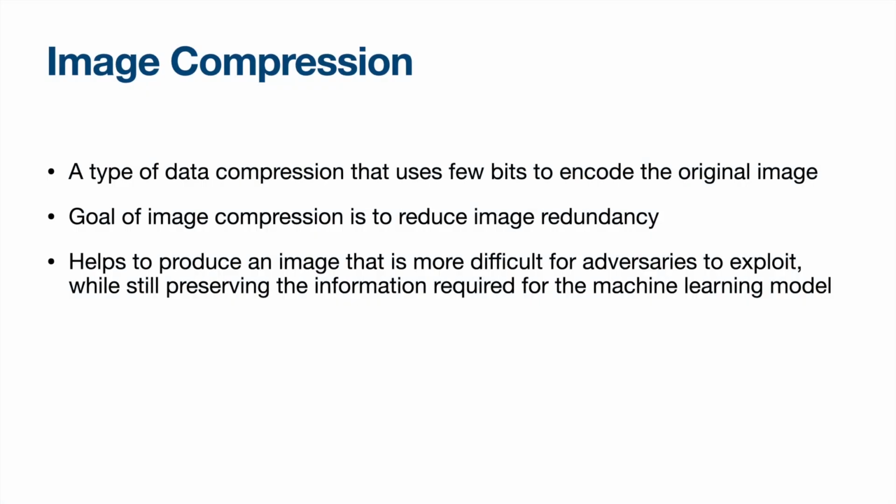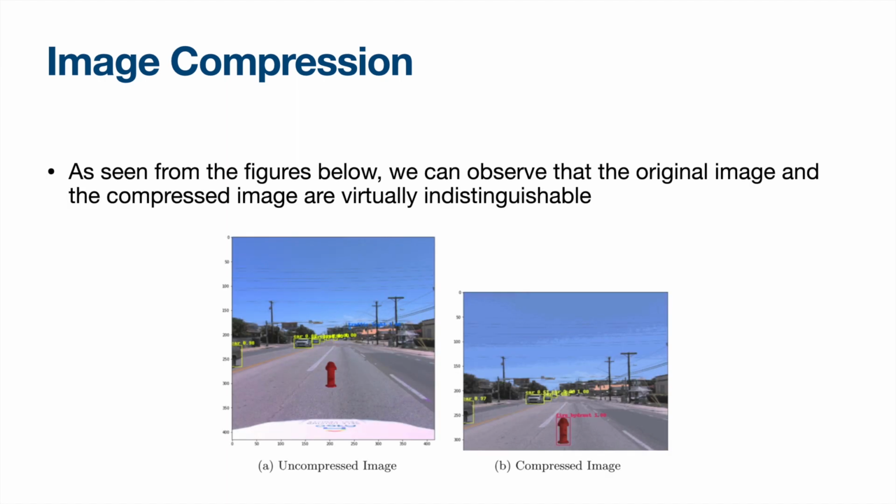Image compression is a type of data compression that uses fewer bits to encode the original image. The goal of image compression is to reduce the image redundancy and to store or transmit data in an efficient manner. This produces an image that is more difficult for an adversarial attack to exploit, while still preserving the information required for the machine learning model to make accurate predictions. As seen from the figures below, we can observe that the original image and the compressed image are virtually indistinguishable.